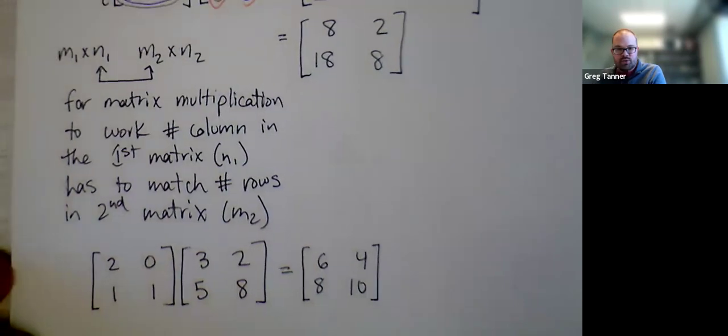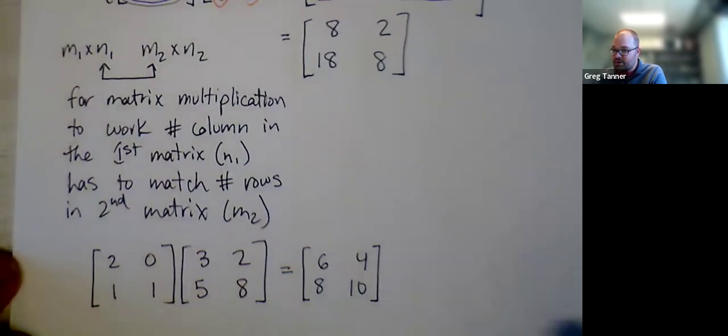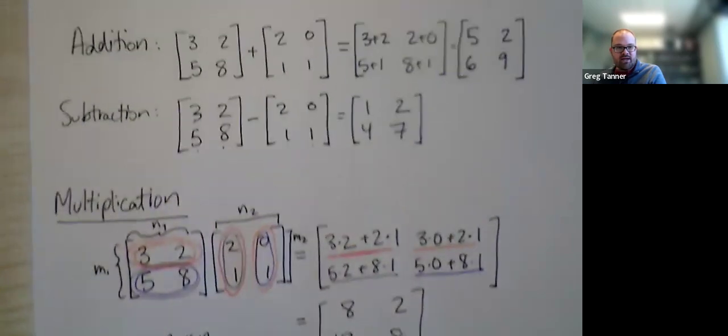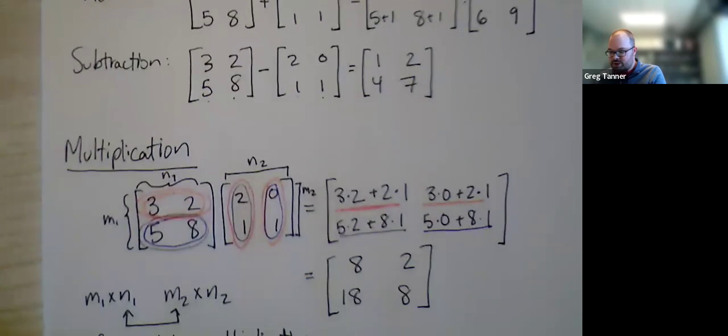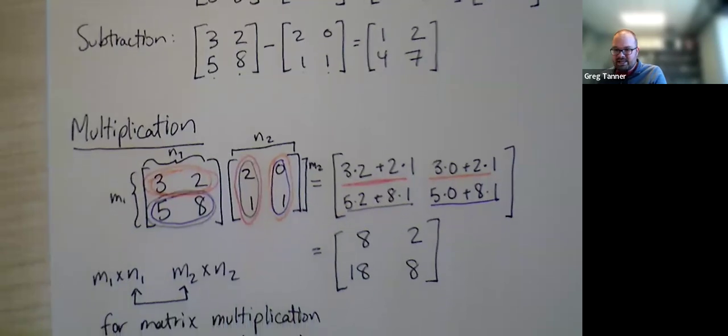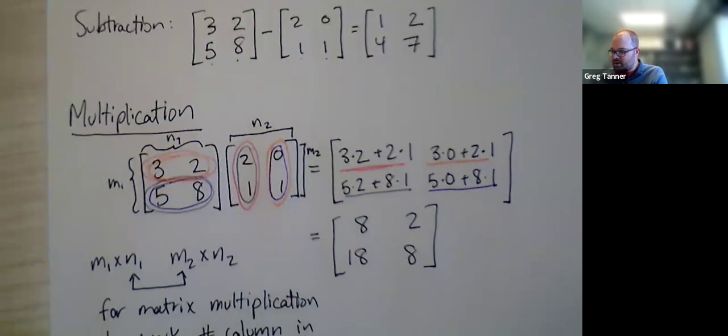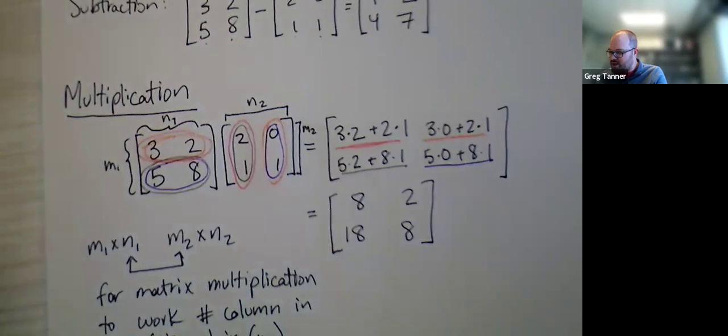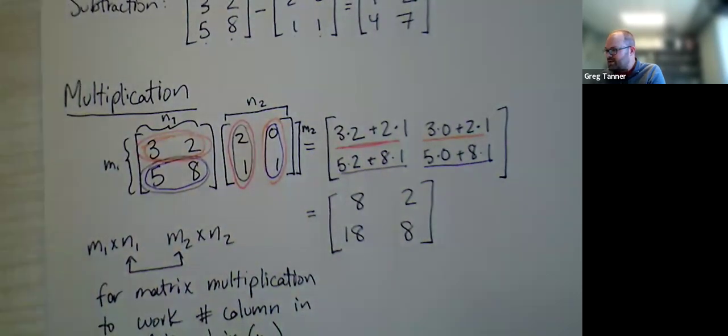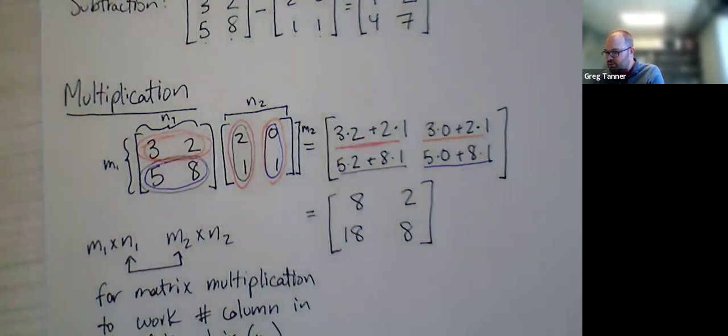Those are the main operations that we're going to talk about. Notice I've got addition, subtraction, and multiplication. What I don't have is division. There is not a nice concept of division in matrix arithmetic. The closest you can get to division is multiplying by the inverse, and we'll talk about that in just a second. But we need a couple of more vocab words or concepts to deal with.